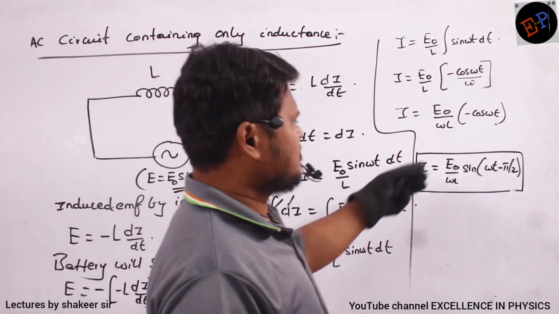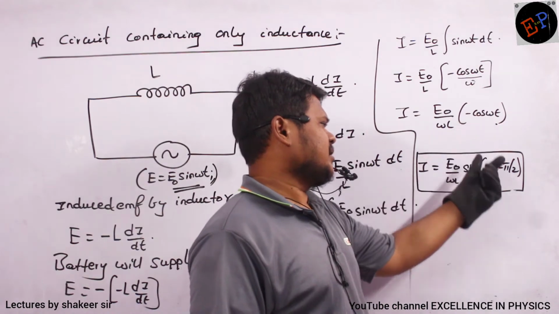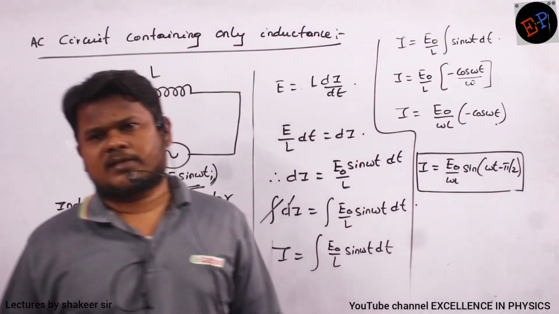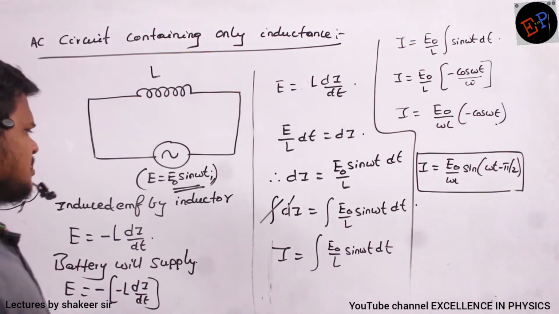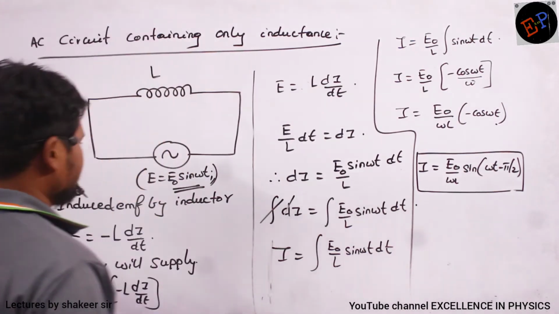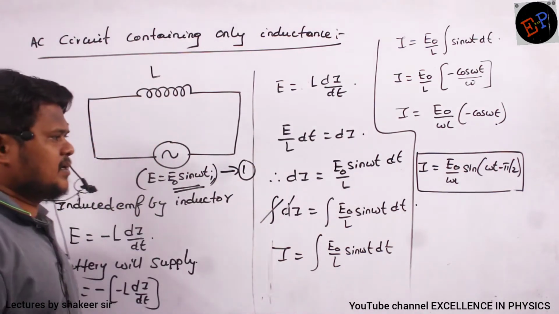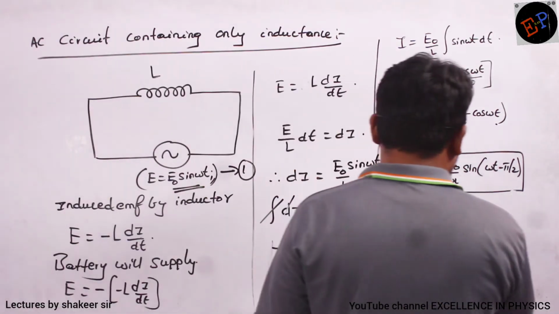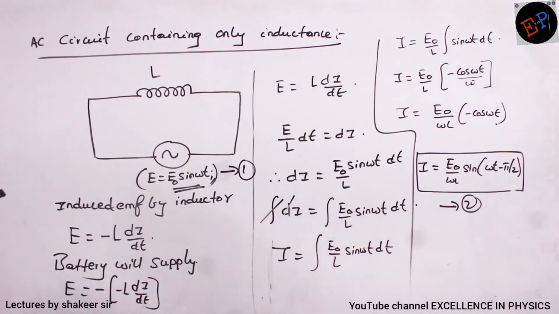So all these are trigonometric rules. I hope you understand. Minus cos omega t can be written as sin omega t minus 90 degrees, sin omega t minus pi by 2. Are you able to understand? Now see, which is my first equation? Supply voltage is my first equation. Current equation is my second equation. Compare 1 and 2. What do you understand?